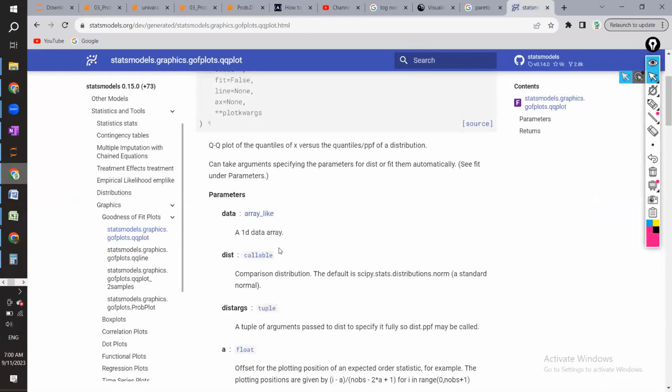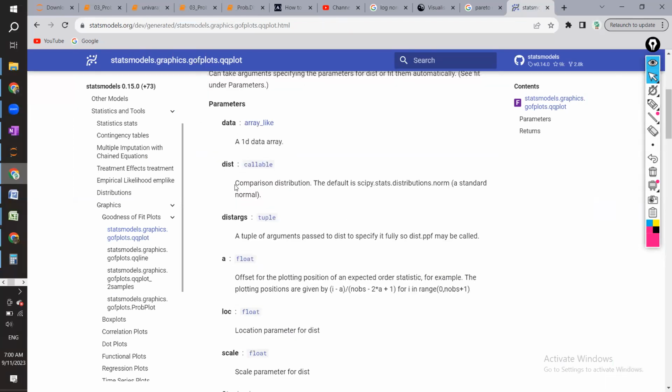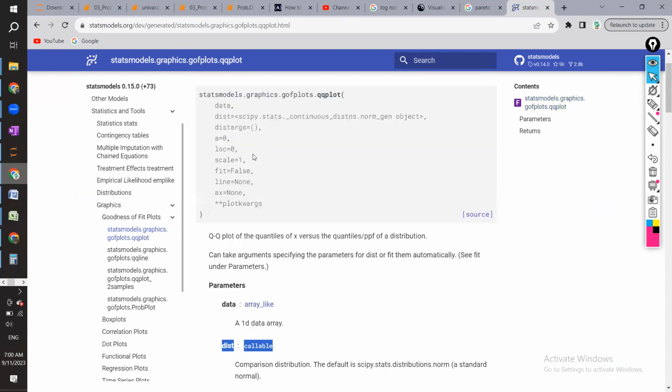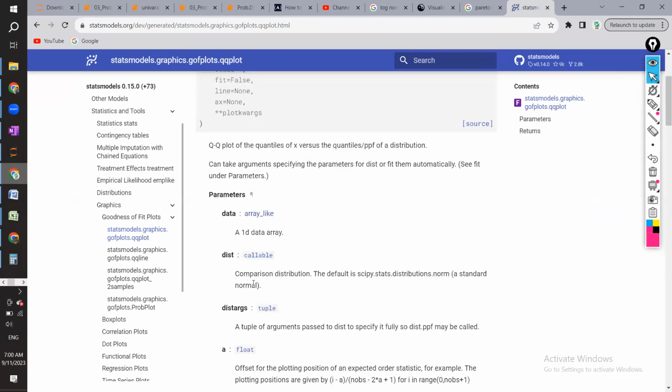Because if you see over here, data is the data which we have given. But the comparing distribution is a distribution. We have a parameter called dist. Here you need to give the comparing distribution. But the default is scipy.stats.distributions.normal. This means it is a standard normal distribution. So by default it will compare with the standard normal distribution.